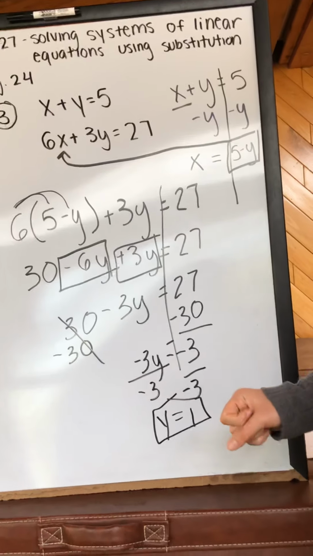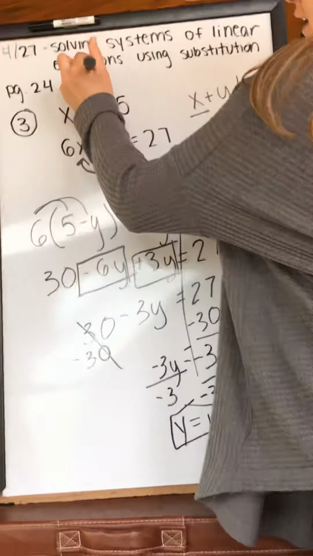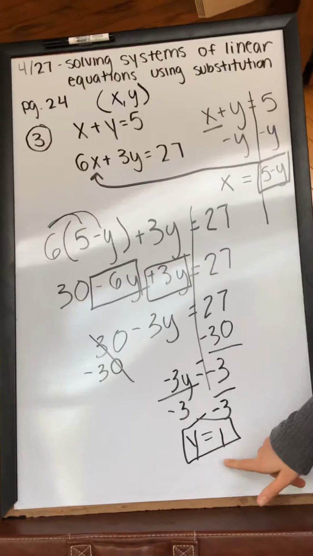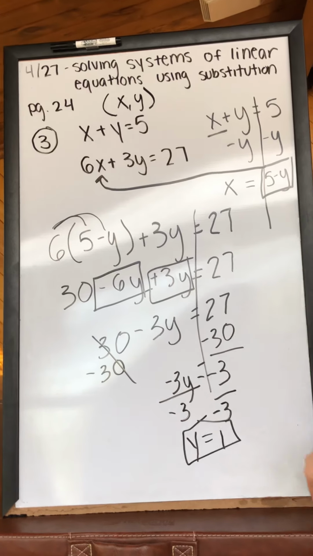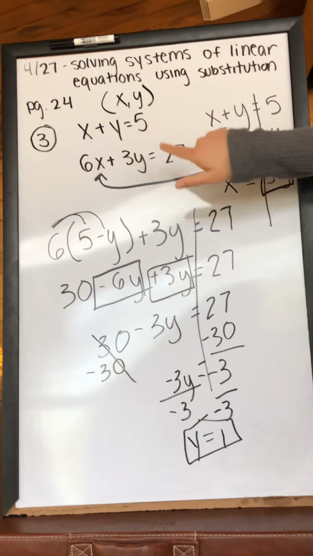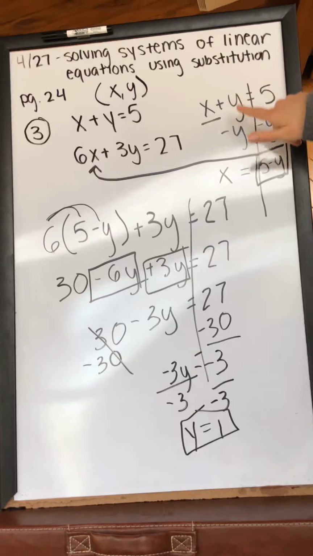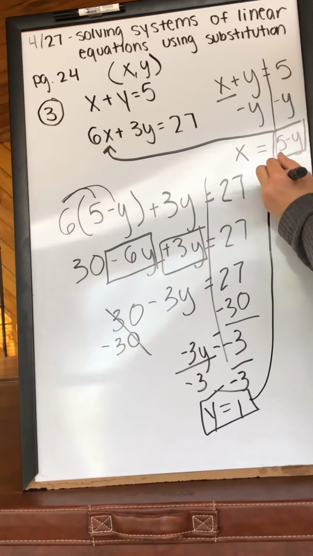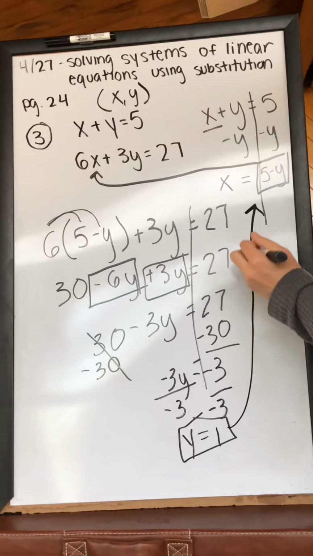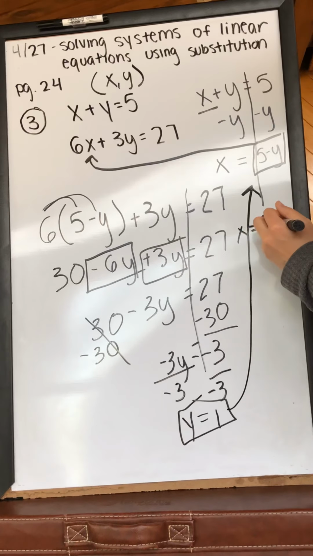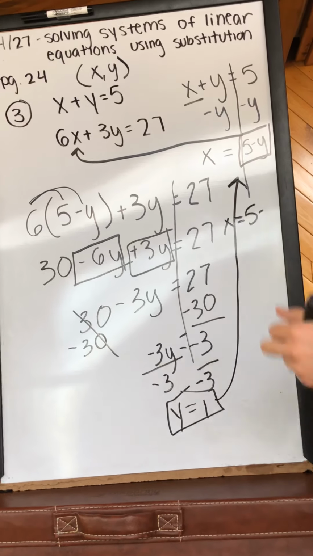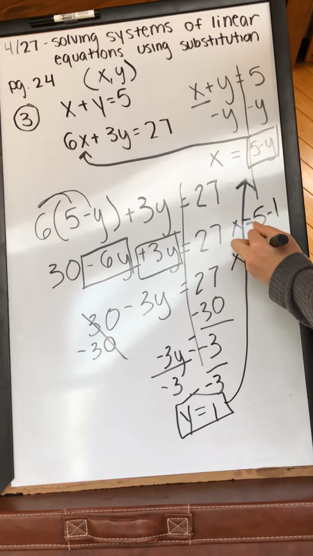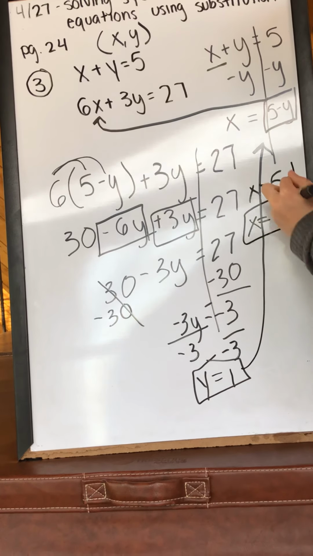We are going to write our solution as an ordered pair, x, comma, y. So we know our y value, now we need our x value. You can plug it back into the first equation, the second equation, or this one that we solved for. So I'm going to plug that in right here. So x equals 5 minus y, and y is 1. X equals 5 minus 1, x equals 4.